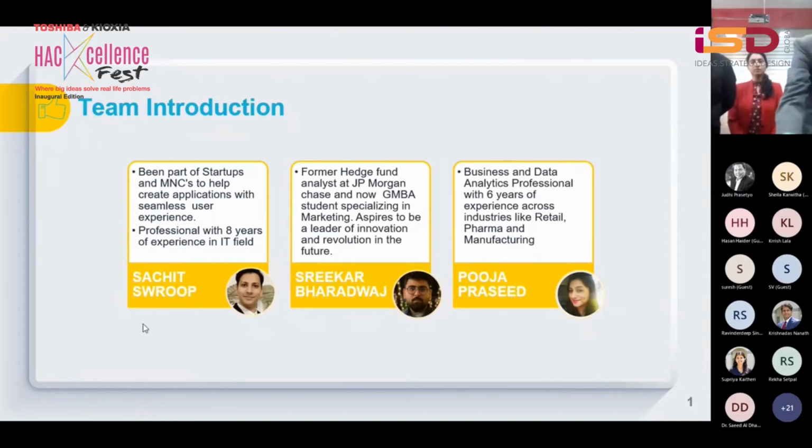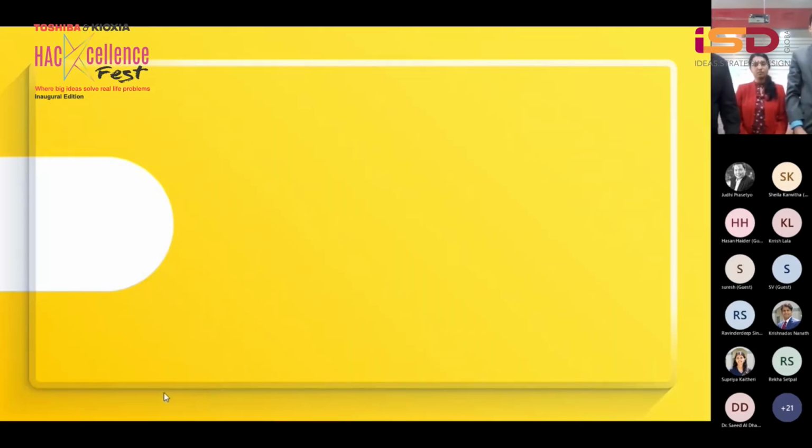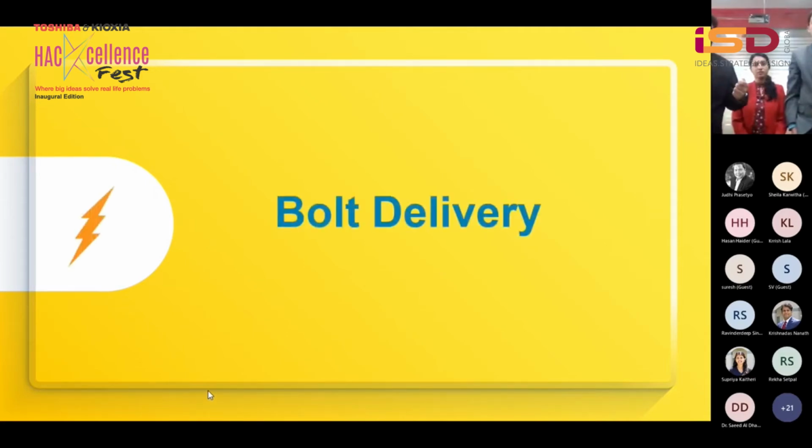Greetings, everyone. I would like to start this presentation by introducing my team, who come with a rich and diverse expertise from various industries. We are here today to pitch our service hack, Bold Delivery. The concept is straightforward. We aim to leverage the unused baggage allowance available with passengers on flights to move couriers and small packages that weigh less than 1 kg.